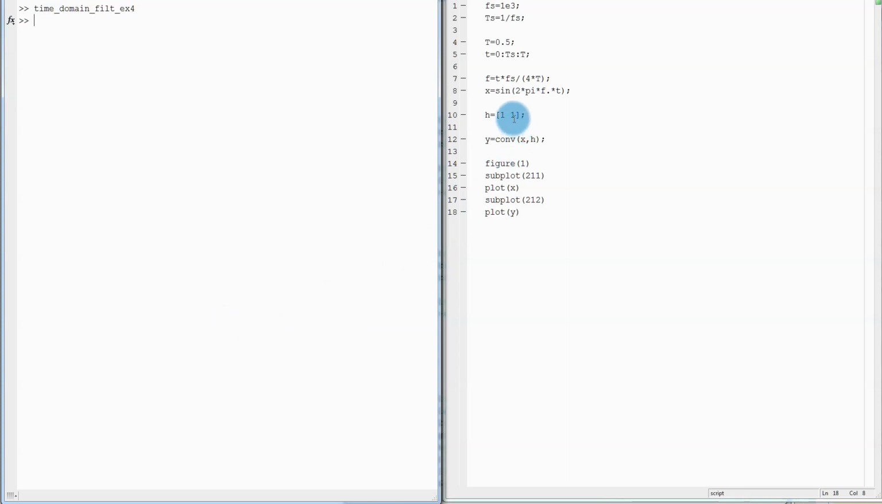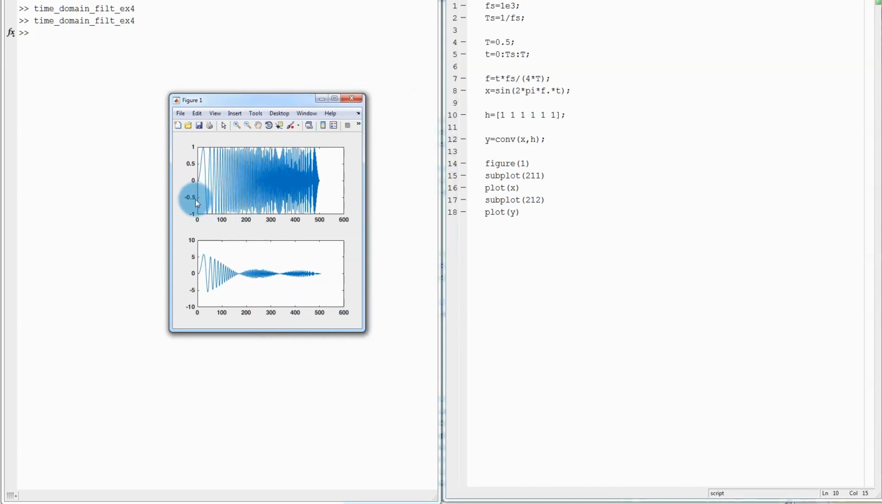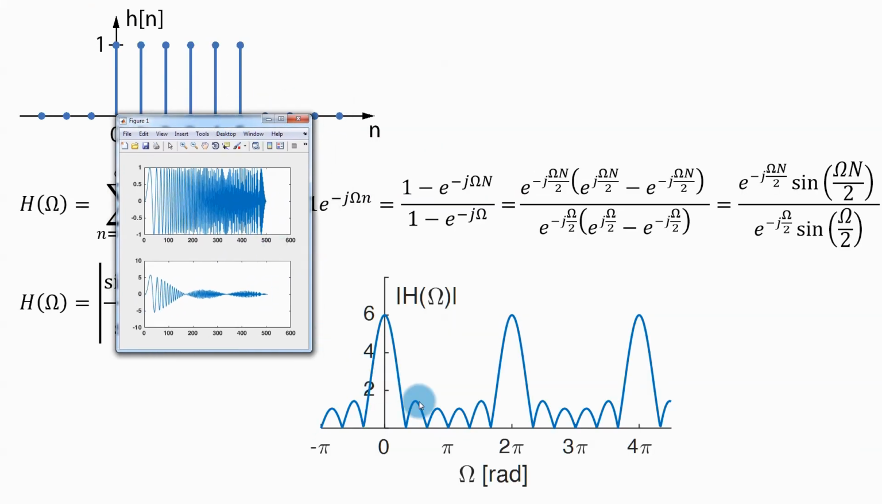Let's go to MATLAB, and now let's use this impulse response. And this is the result that I get. This is my original signal, and this is the result after filtering. Compare it with the frequency response, and you can see that this shape was created by this shape of the frequency characteristic. This shape got imprinted on the spectrum of my signal.